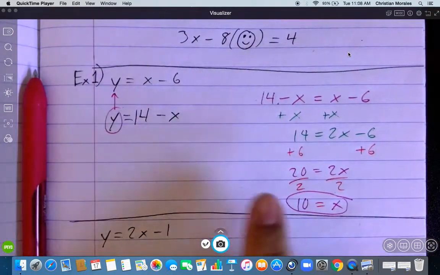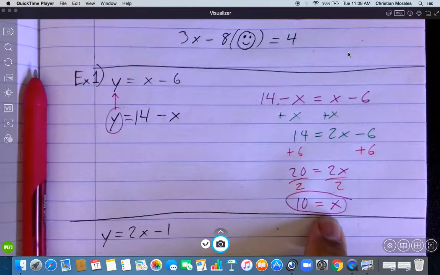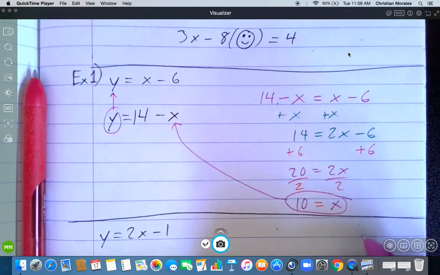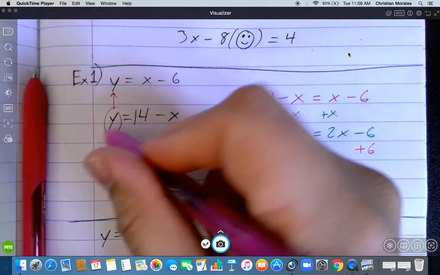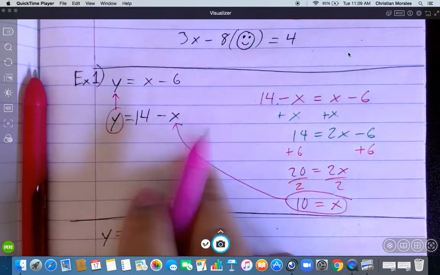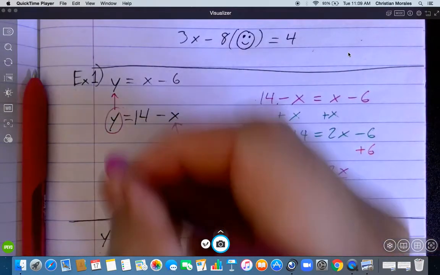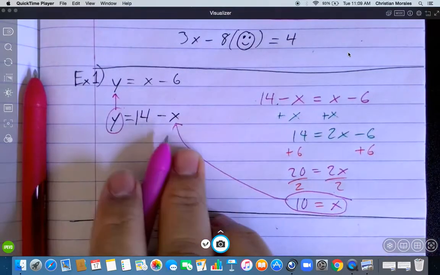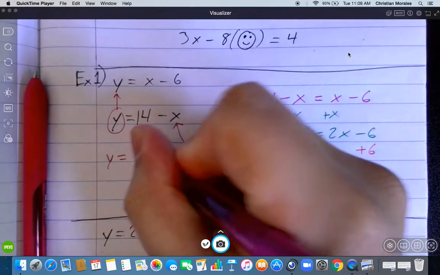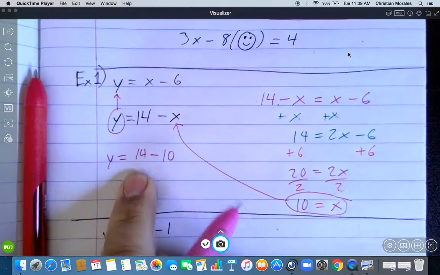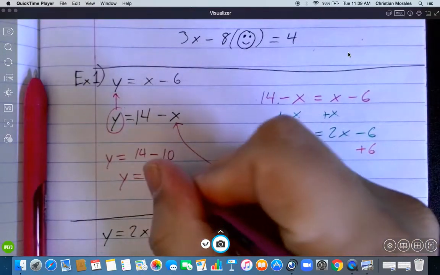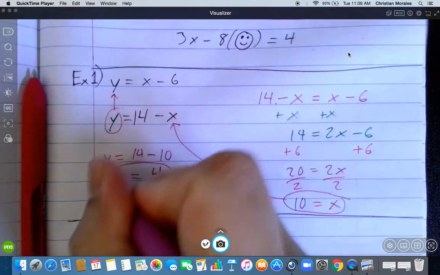Now here's the deal. That's only one answer. Remember, for these you need an x and a y. So we're going to take our answer and we're going to plug it into the equation. Now you could plug it into this one if you want. I just chose this one because it's first. It doesn't matter where you plug it in. So it's like substitution again. You're going to substitute x with 10. Now you get this. What's 14 minus 10? 4. And there is your second answer.